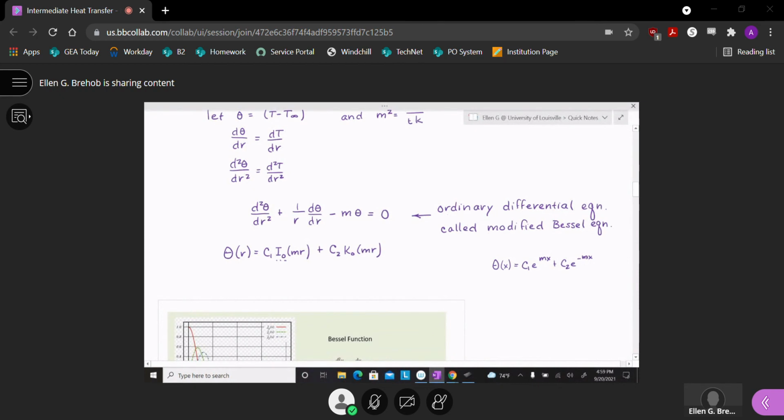So you've got to figure out some solution to this equation. This one, again, I wouldn't come up with it, but it is a known solution to that equation. Okay, so I'm getting rid of this one. This was our old one, for our straight fin.